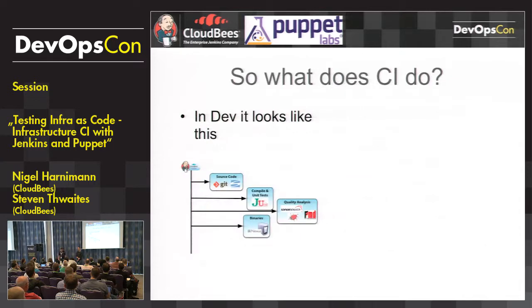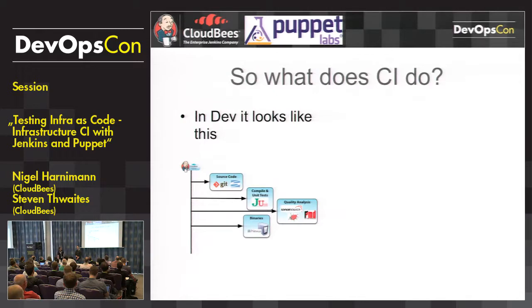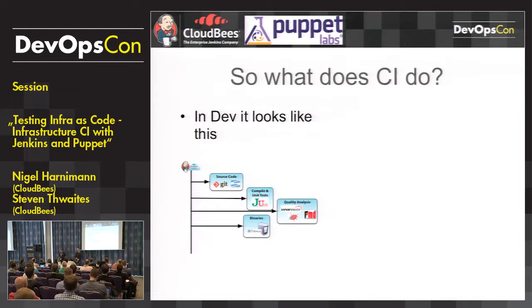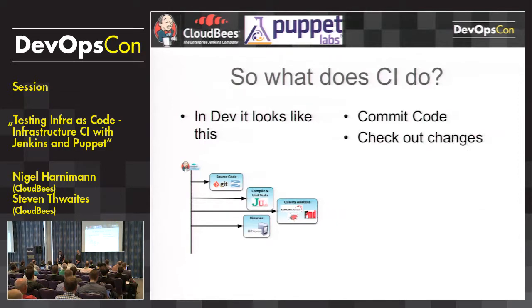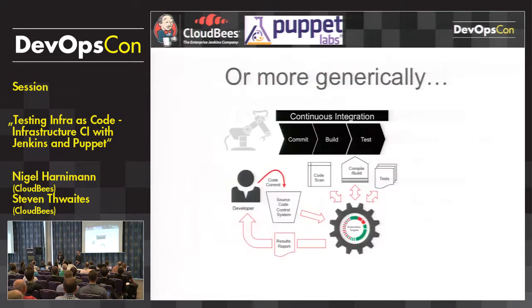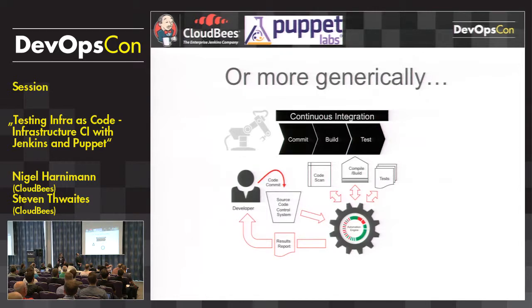So what does CI actually do? Well, in a dev world, we would talk about checking into source code control like Git or SVN or any of the others that you use. Then doing a checkout, running a compile, running some unit tests, maybe doing some static analysis with PMD or Sonar or one of those tools, and then we build a binary and publish it. So more generically, we're going through this cycle of commit, build, test.